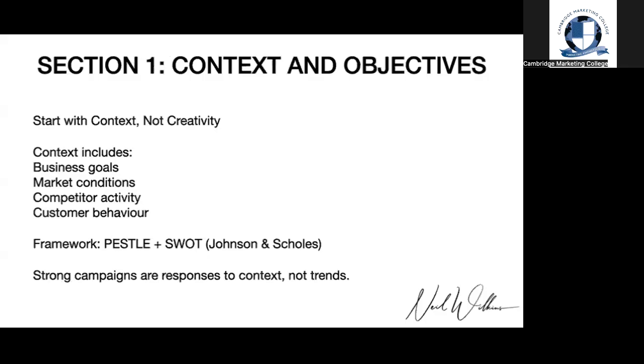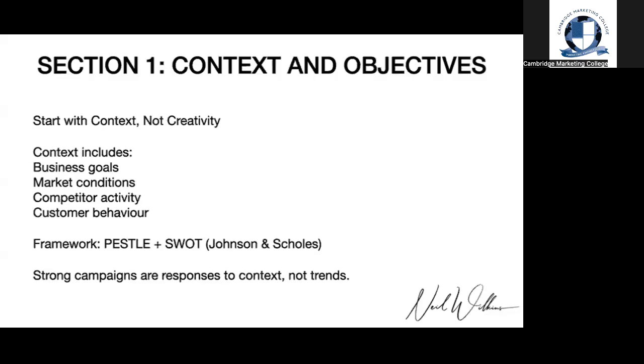So the first section is this context and objectives. So start with the context, not the creativity. This is a tricky one. If you are an artistic, creative marketer or content creator or campaign planner, you're going to want to start with the creativity. But please, please try and avoid that at this stage. Start with the context. Strong campaigns are responses to context, not trends.